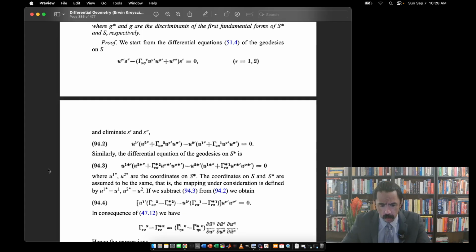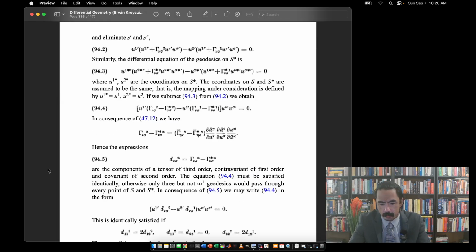So we start from those differential equations and we eliminate s prime and s double prime. So we now have u1 prime times quantity u2 double prime plus Γ_{νσ}^2 times u^ν prime times u^σ prime closed quantity minus u2 prime times quantity u1 double prime plus Γ_{νσ}^1 times u^ν prime times u^σ prime closed quantity. This equals 0.